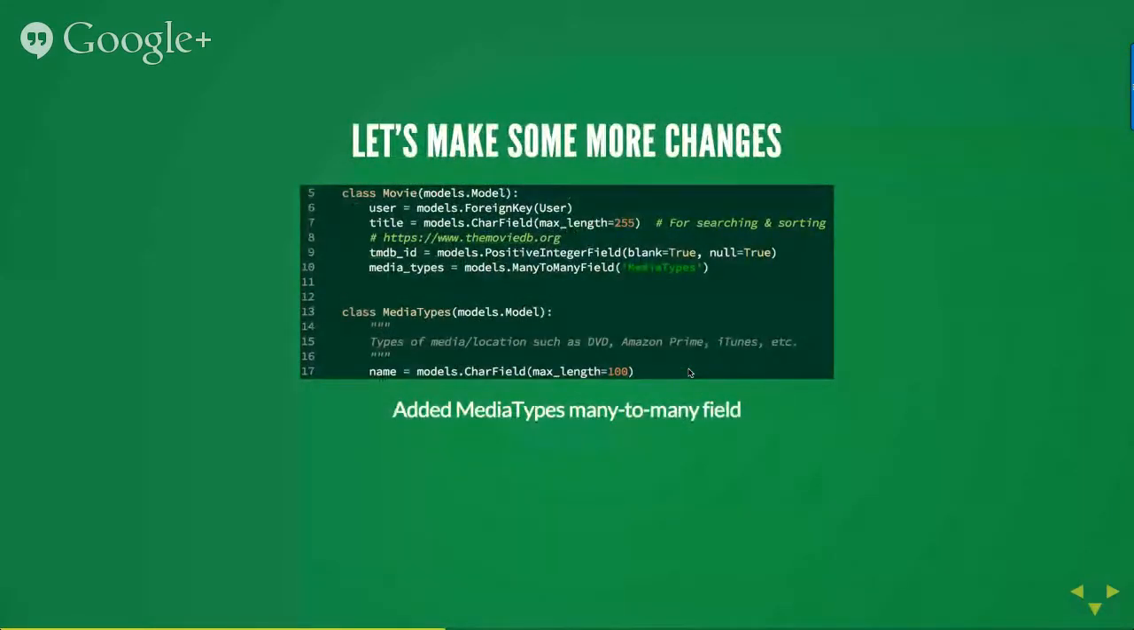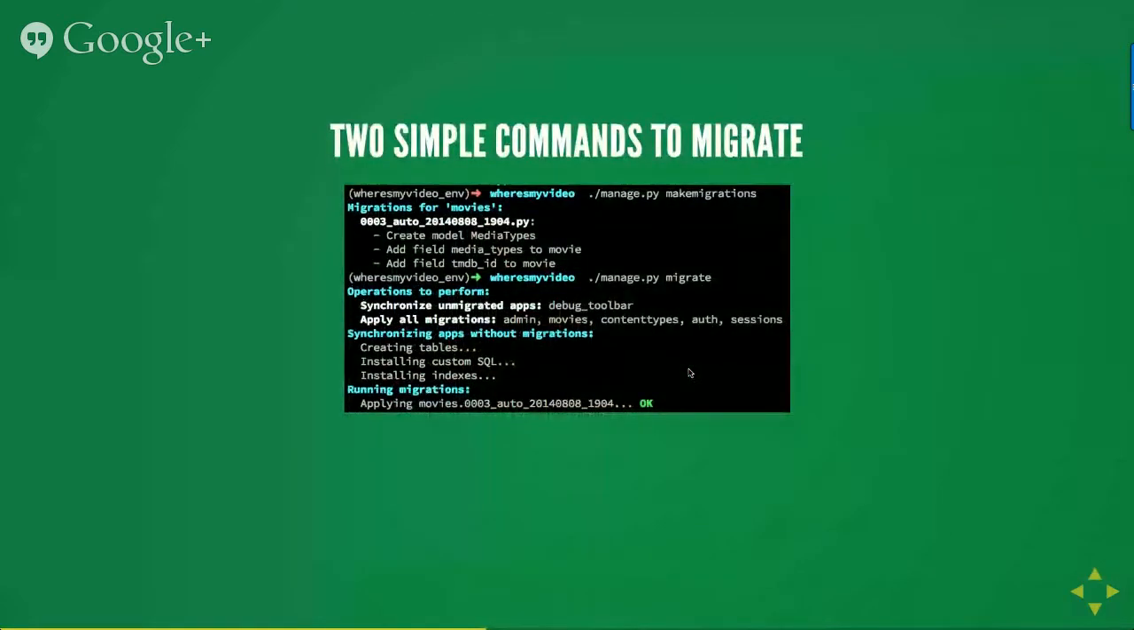All right, so I wanted to add another model, basically. So here's just another example of adding a model. I added a many-to-many field. Again, 2 simple commands, and that's all there was. Just make migrations and migrate, and everything else is done automatically.